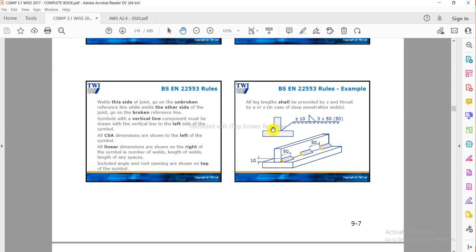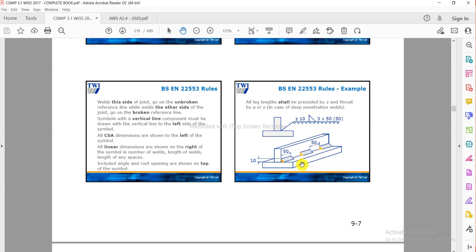Here very important things are written in both blocks. What are these BS EN 22553 rules? Welds on this side of the joint go on the unbroken reference line, while welds on the other side of the joint go on the broken reference line. So in AWS, ISO and European standards, the basic difference is this: when the symbol is above the reference line, the weld will be at the arrow side, and when it is below the reference line, the weld will be at the other side.